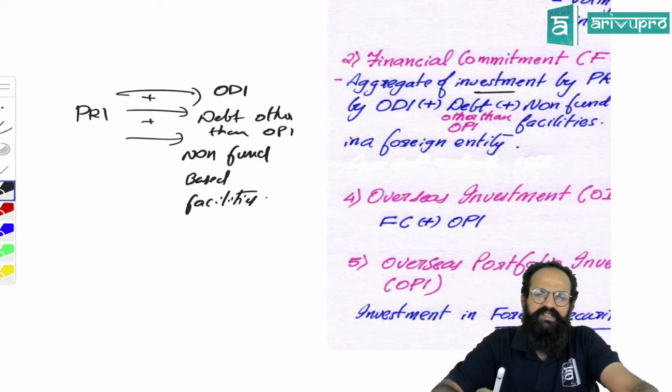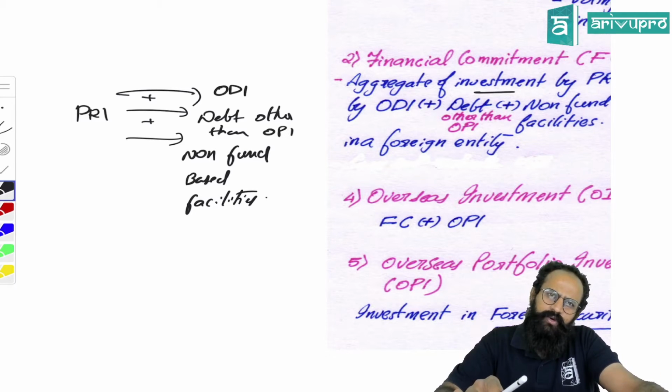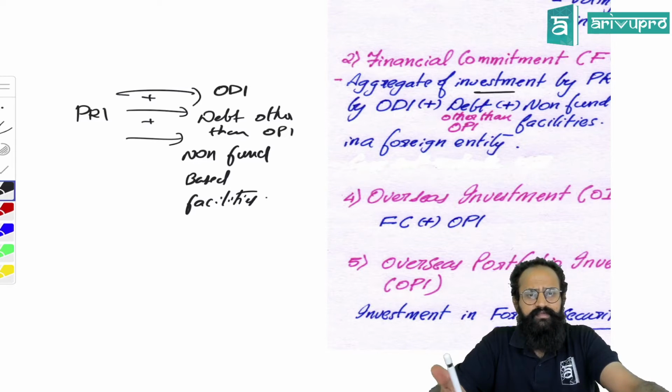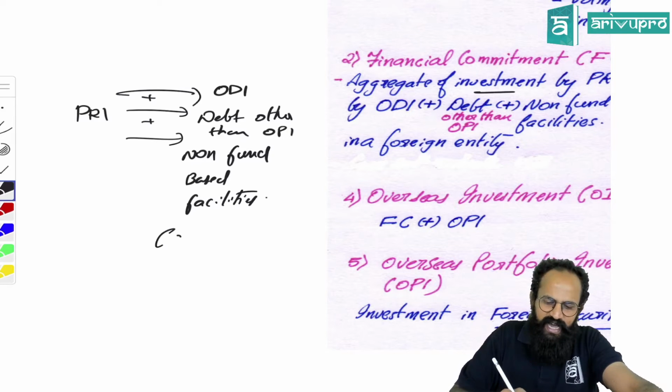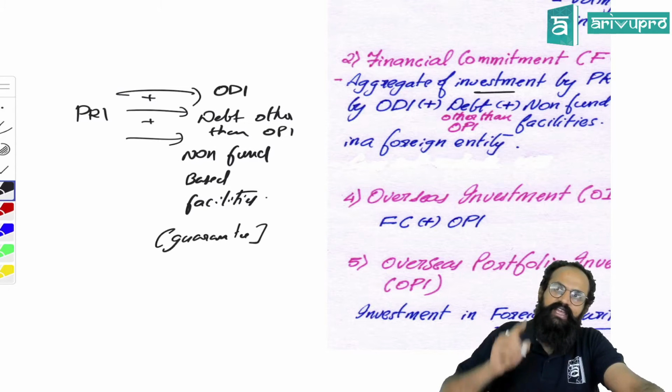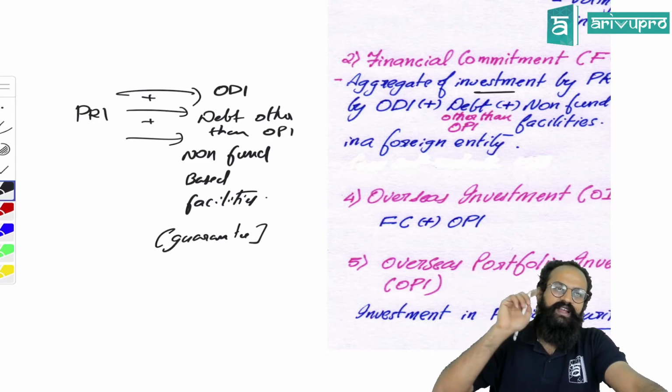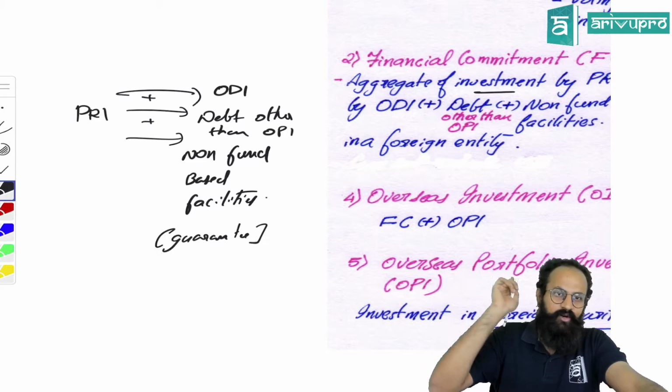Non-fund based means, we'll see. Fund based means where money is going. Non-fund based means money is not going. Sir, without giving money, how can we make an investment? Imagine a guarantee can be given, right? An Indian entity can give a guarantee on behalf of a foreign entity. That is also allowed, that is also possible. So a non-fund based facility can also be given.